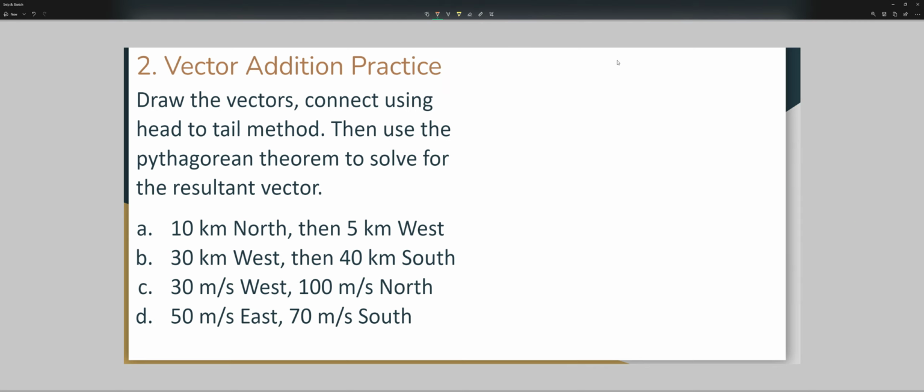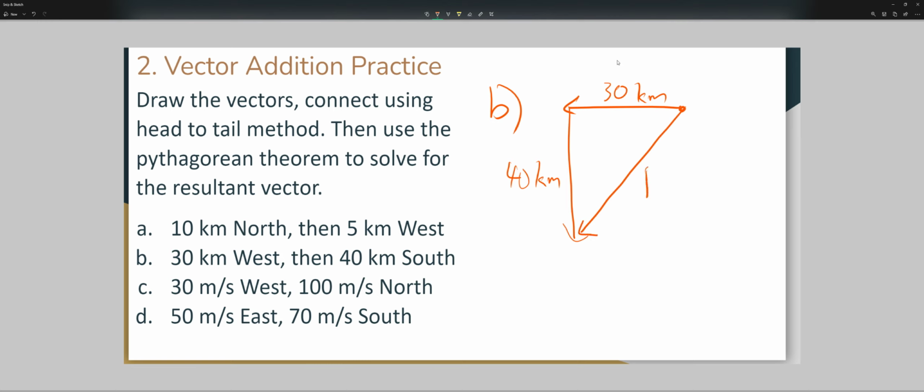All right, so let's go back here. So let's do B. And so B's first vector is you're traveling west 30 kilometers, and then you're going 40 kilometers south. Right? And so now you're going to draw this vector right here. So that's your resultant vector.